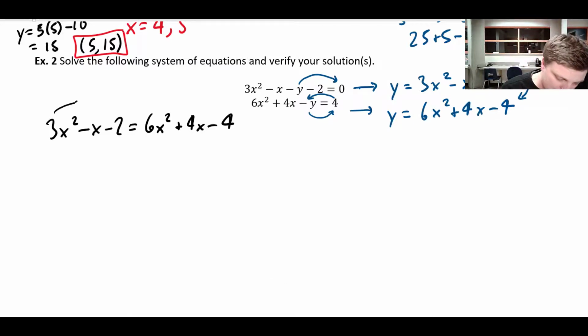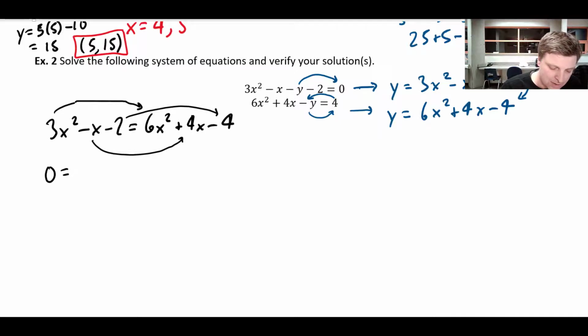I'm going to bring 3x squared over to the other side here and collect like terms. I'm going to add x to both sides to bring that over, and then I'm going to add 2 to both sides to bring that over. And I'd end up with 0 is equal to 6x squared minus 3x squared is 3x squared. And then I had to add x over here, so I get plus 5x. And then I've got to add 2 to both sides here, so I get minus 2. And so I could solve this any way you like, I guess graphing or factoring or quadratic formula.